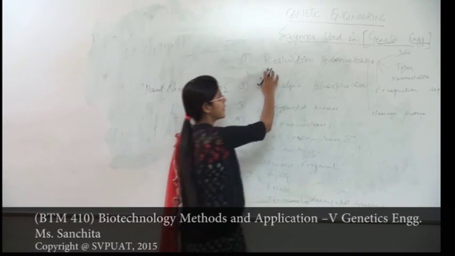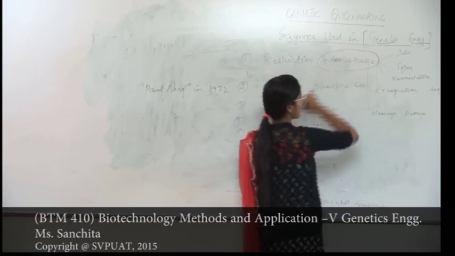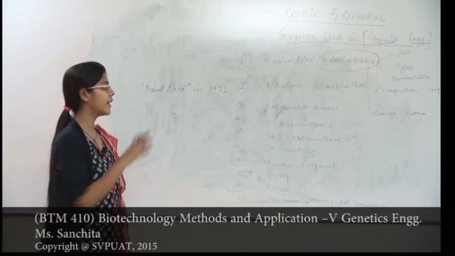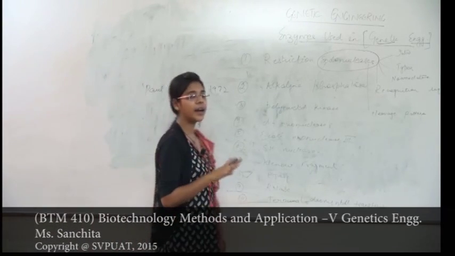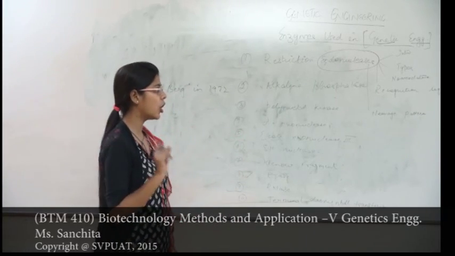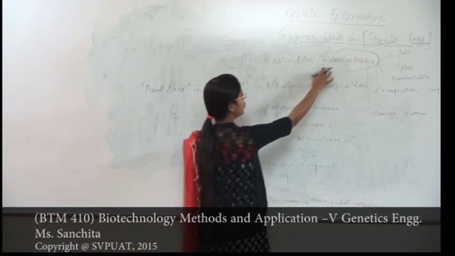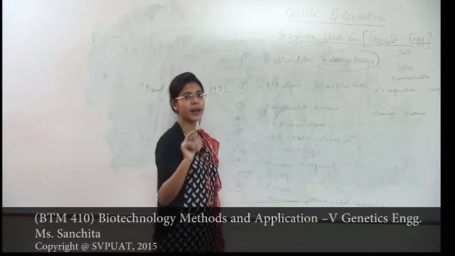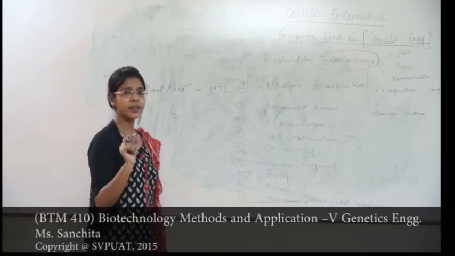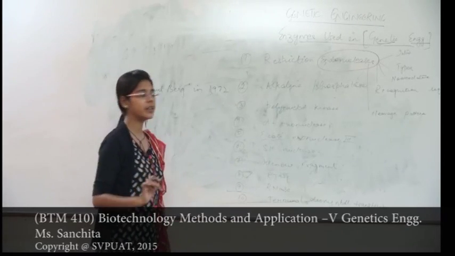As the name suggests, restriction endonucleases. Endonucleases are the class of enzymes which cleave the DNA randomly at any site, and restriction endonucleases are the class of endonucleases which cleave the DNA fragment or RNA fragment at a particular site. That is, these are the endonucleases which are restricted to act upon a particular site. Those sites which are recognized by restriction endonucleases are called recognition sites.